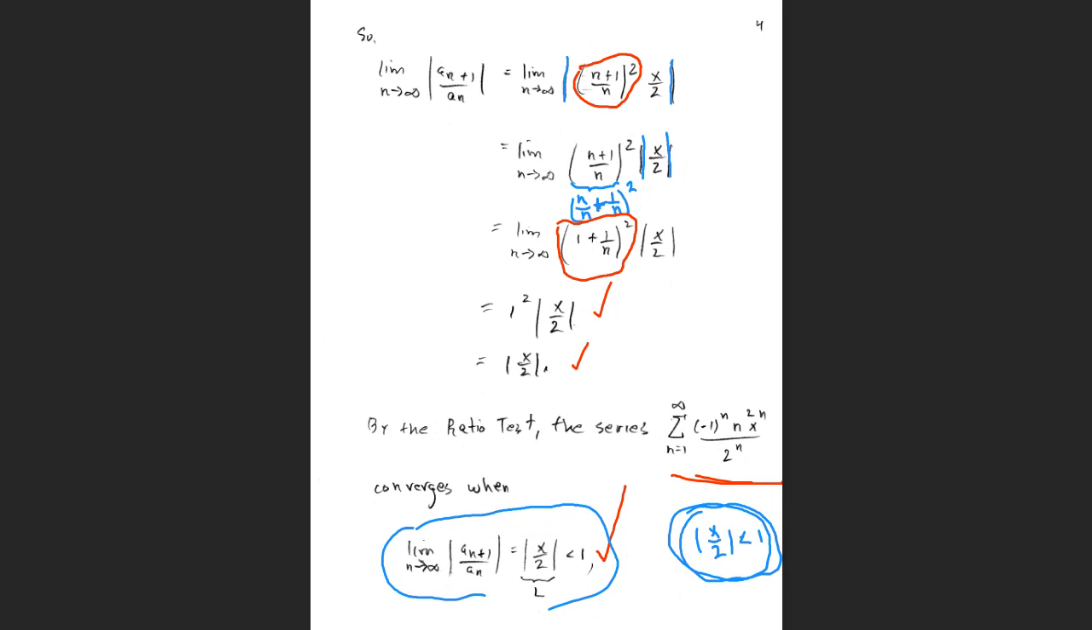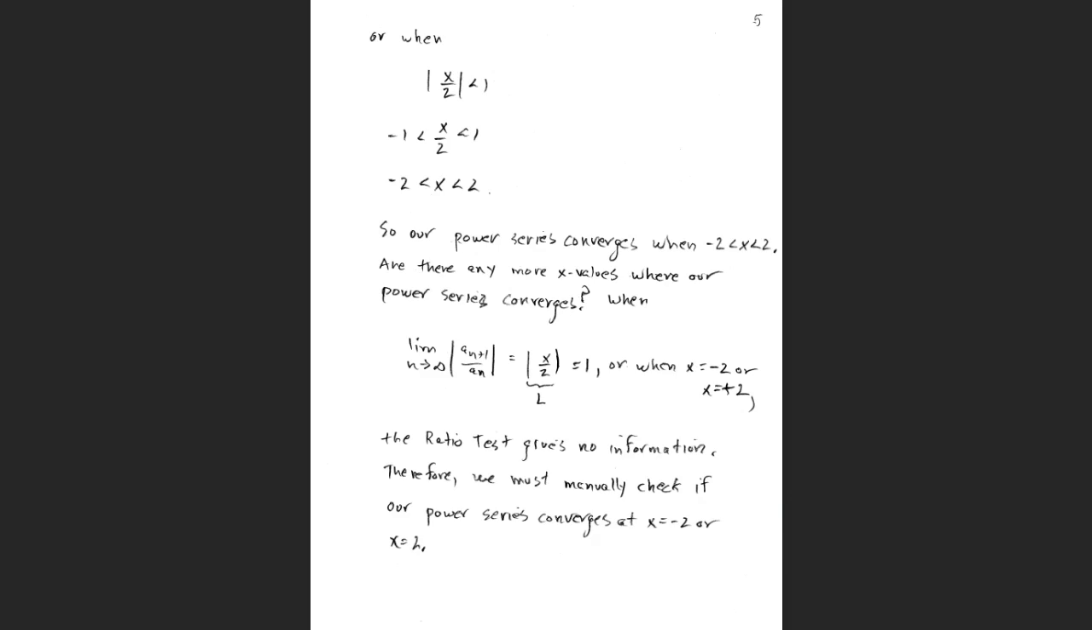all right. So let's then go ahead and solve this equation, or I should say inequality, right? So the inequality is the absolute value of x over 2 is less than 1. Now, that means then that x over 2 is greater than negative 1 and less than 1.